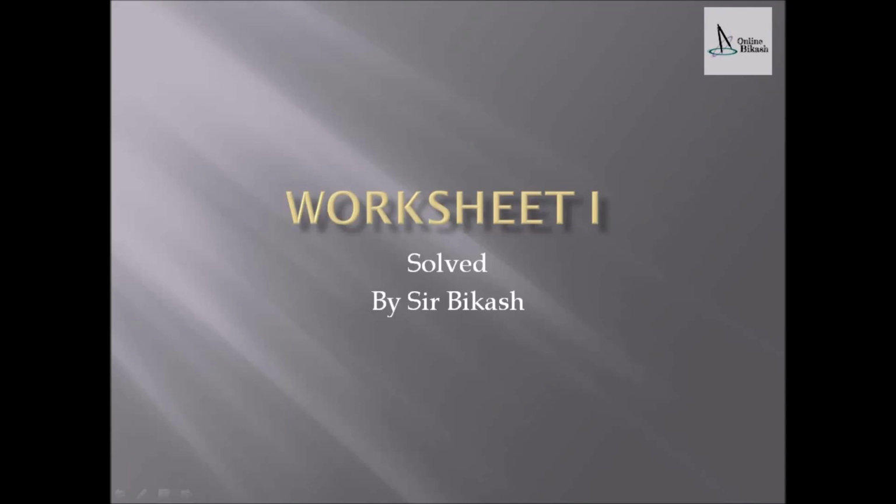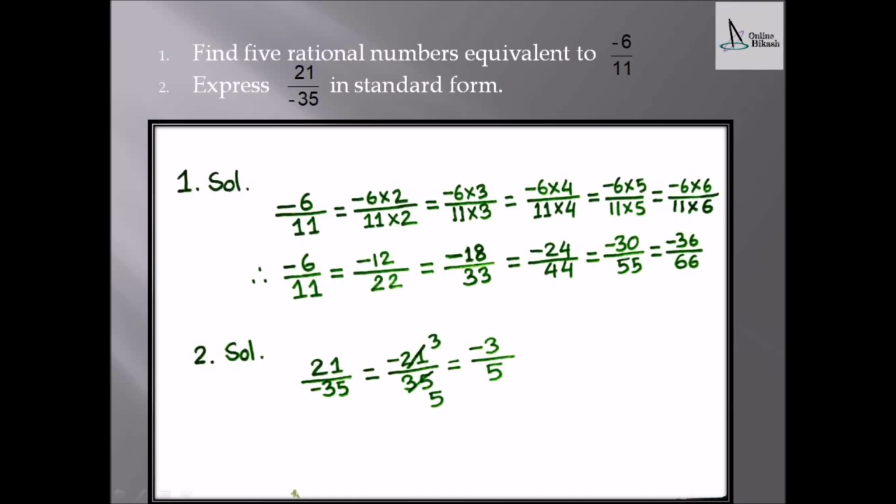So today in this video we will discuss some questions. Okay, so let us start. This is the first question. Find 5 rational numbers equivalent to minus 6 by 11.